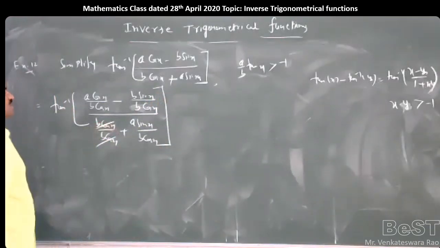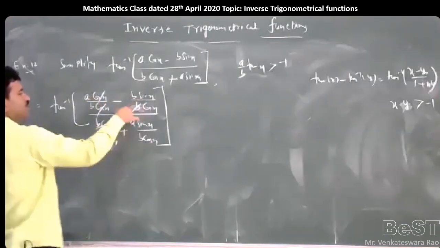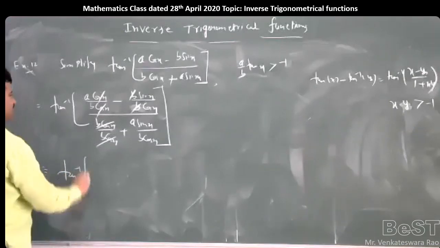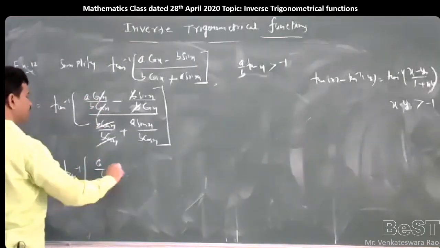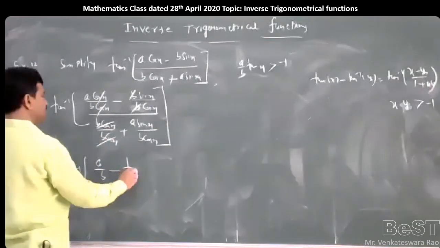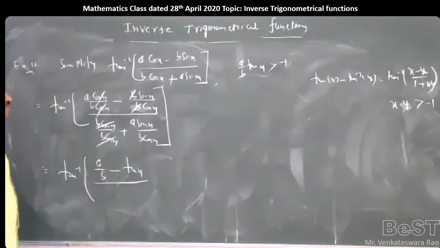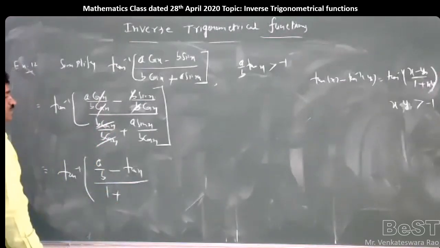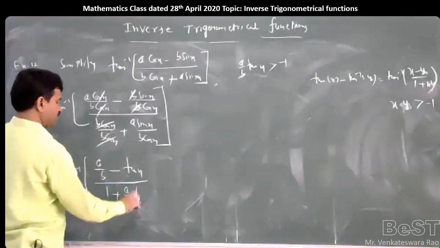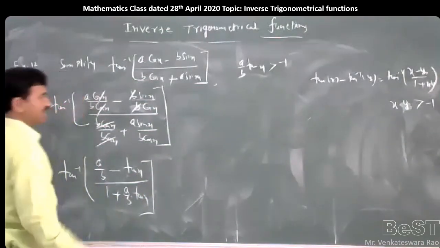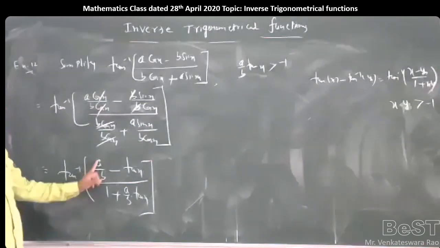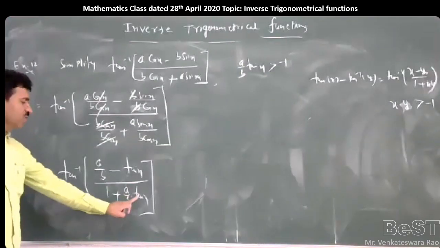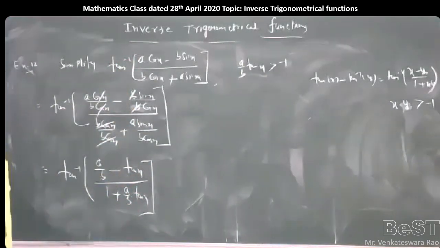So b cos x cancels. Here we'll get 1. Here cos x cancels, b cancels. See, this form is tan inverse of, the first term is a by b minus sin x by cos x, this is tan x, by 1 plus a by b tan x. Now comparing with that formula, tan inverse of x value a by b minus y value tan x, over 1 plus a by b into tan x. Already this condition is given, greater than minus 1.